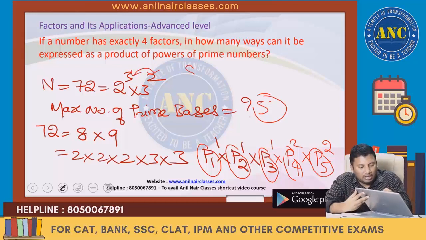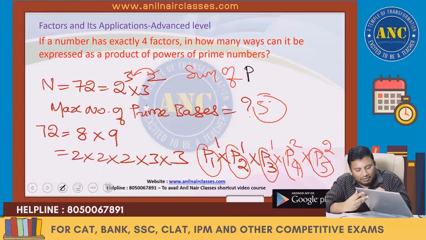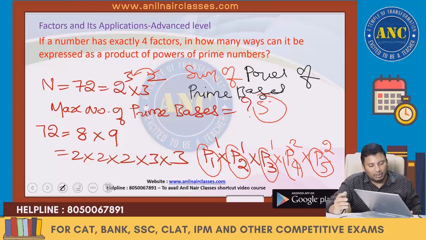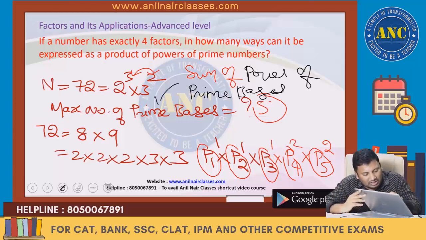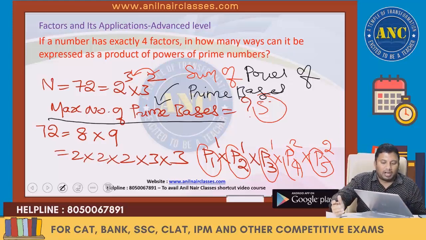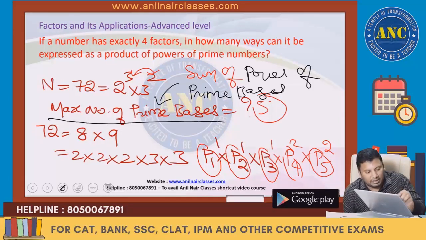Please write down: it is nothing but the sum of the powers of prime bases. What is this concept for? This concept is for the maximum number of prime bases. To determine the maximum number of prime bases, just add the powers of the prime bases.